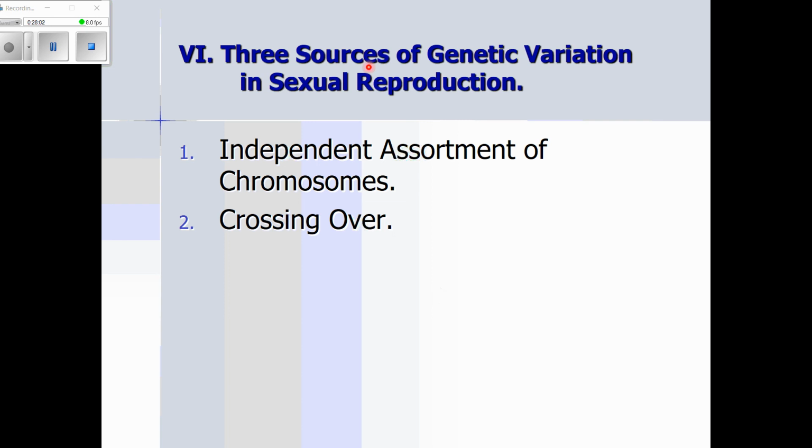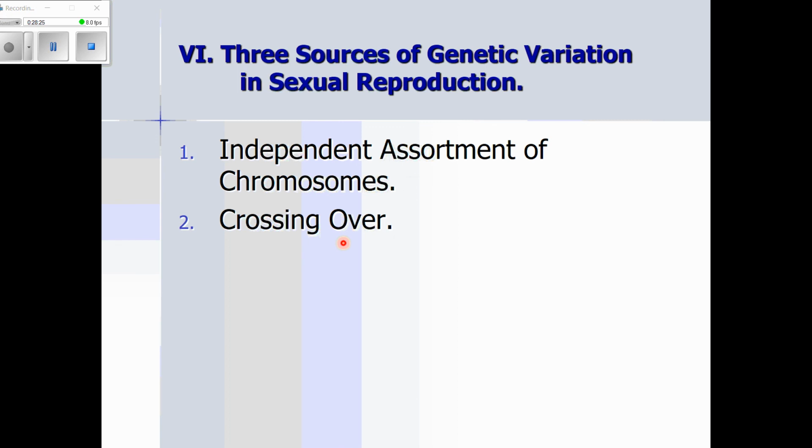Okay, we're talking about sources of genetic variation in sexual reproduction. First, we had independent assortment. It's totally random how the chromosomes line up, and therefore it's totally random whether a blue chromosome or a red chromosome ends up in a sperm or an egg.